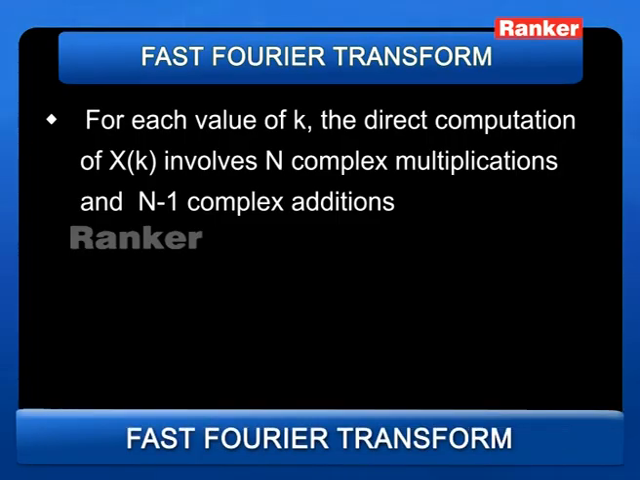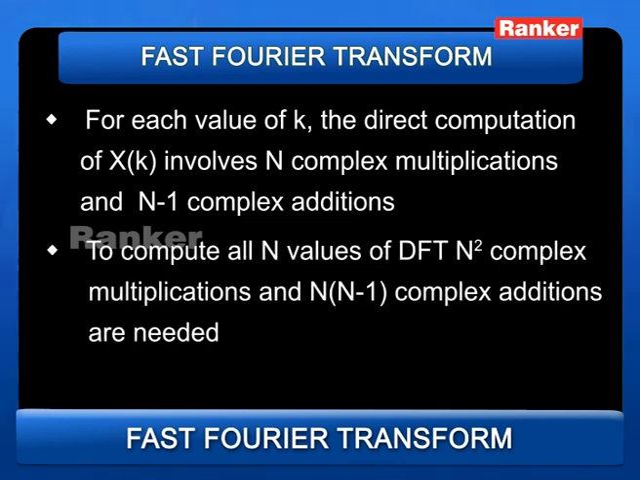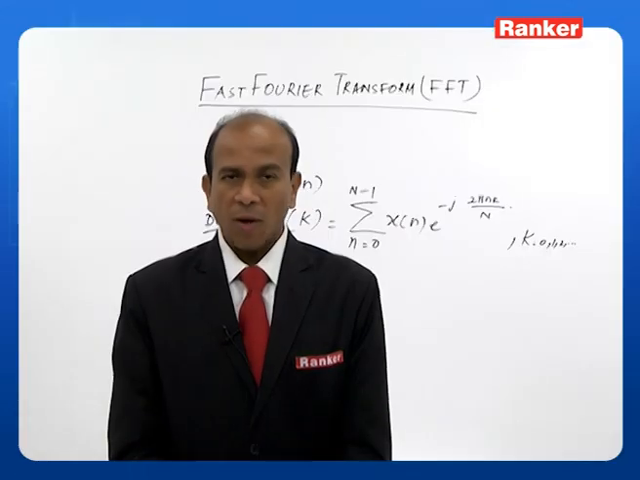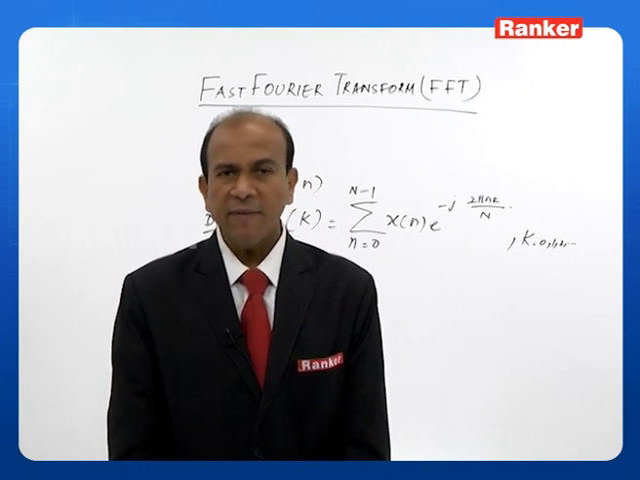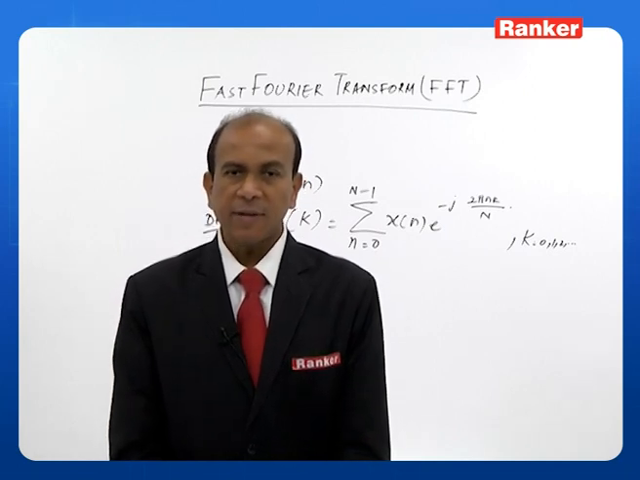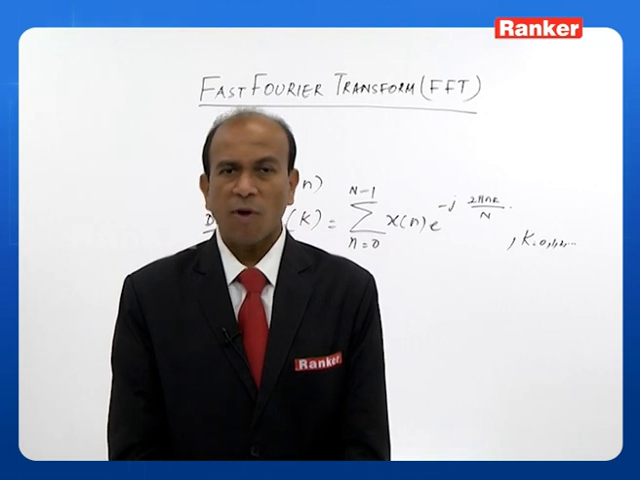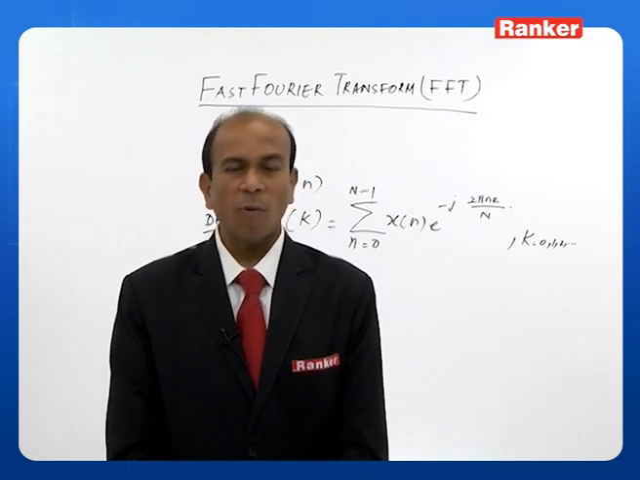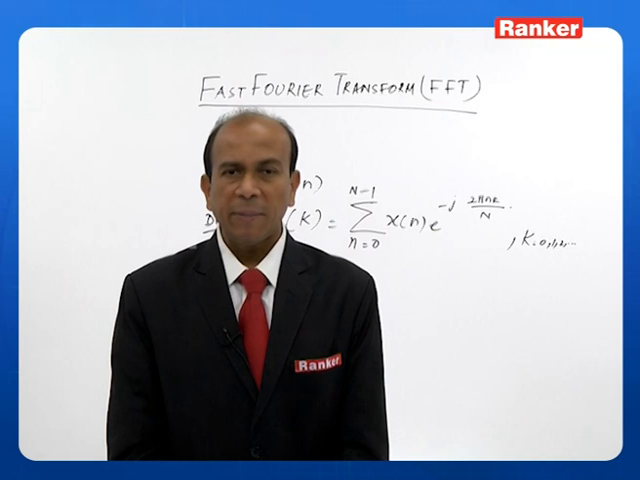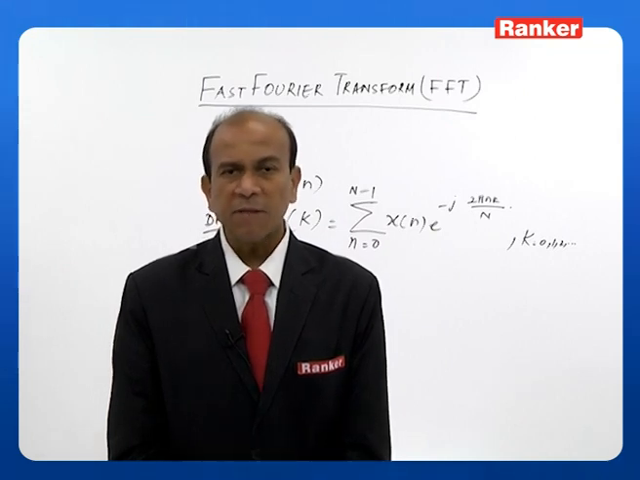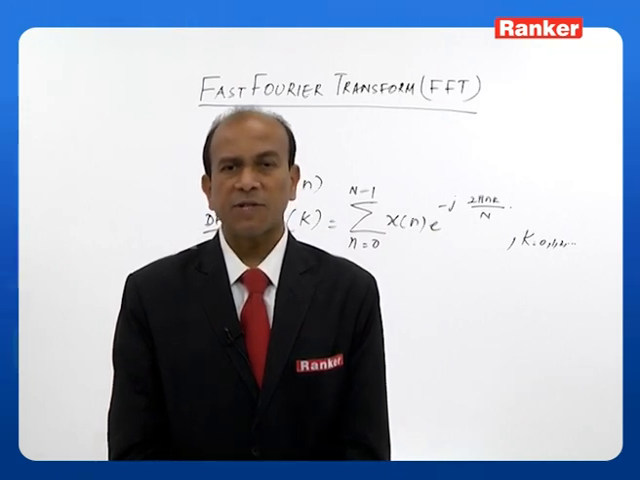For each value of k, the direct computation of X of k involves N complex multiplications and N minus 1 complex additions. To compute all N values of DFT, N square complex multiplications and N into N minus 1 complex additions are needed. Okay, for each value of k, how many do we need? We need N multiplications and N minus 1 additions. For an N point sequence, how many do I need for computing? It will be N into N, that is N square complex multiplications, and the number of complex additions will be N into N minus 1.